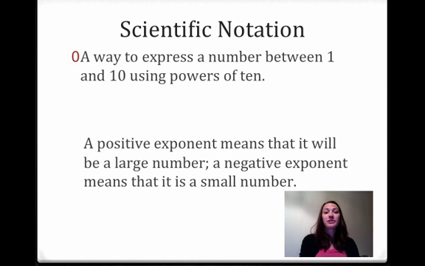Alright, so today we are going to be talking a little bit about scientific notation. You might have done this in your math class. If so, no worries, it'll be a review. If not, I know you'll be able to get it.